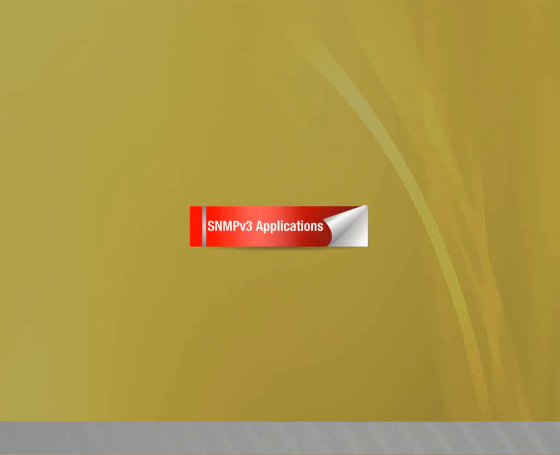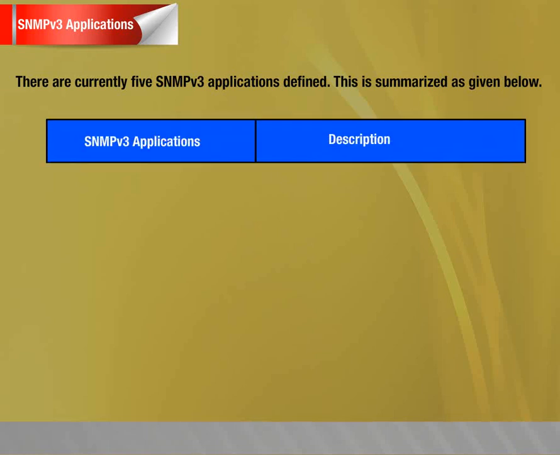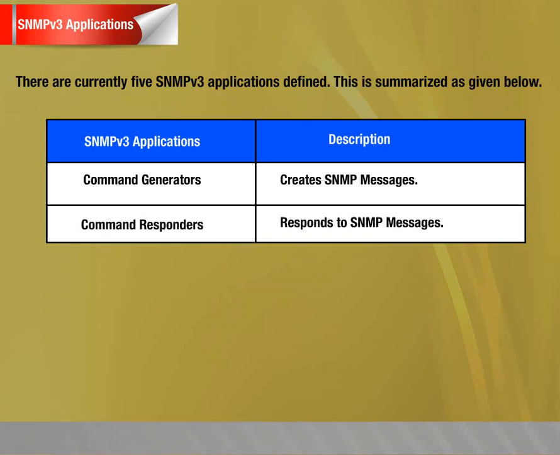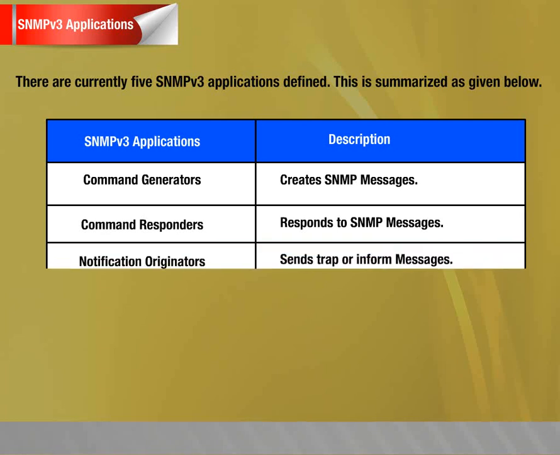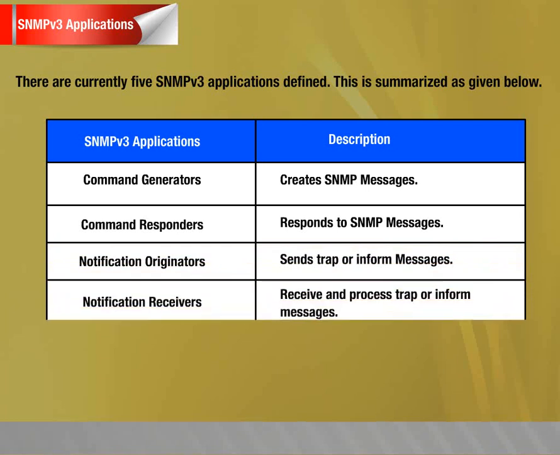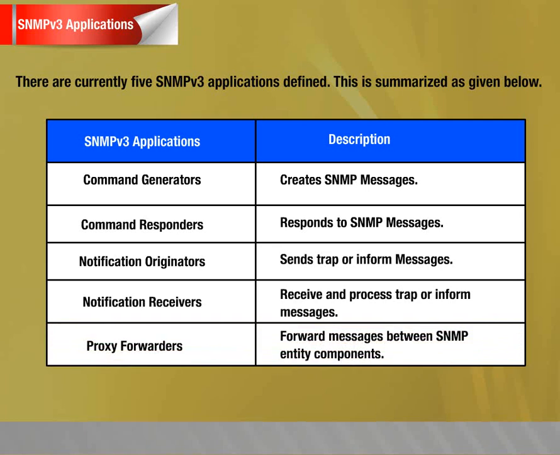SNMP v3 applications. There are currently 5 SNMP v3 applications defined. This is summarized as given below. SNMP v3 applications and descriptions: Command generators create SNMP messages. Command responders respond to SNMP messages. Notification originators send trap or inform messages. Notification receivers receive and process trap or inform messages. Proxy forwarders forward messages between SNMP entity components.